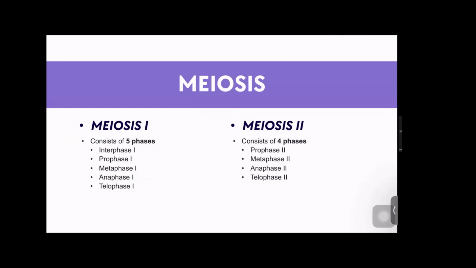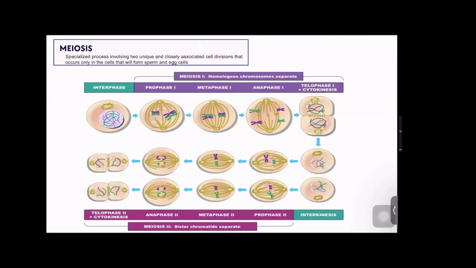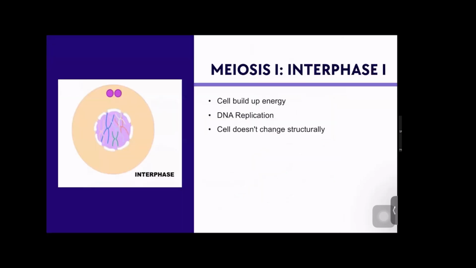During meiosis 1, class, we are going to include your interphase. Okay, so now let's have our meiosis 1, interphase 1. Interphase 1 is the preparatory phase before meiosis 1, where again the cell grows, duplicates its DNA, and prepares for division. It is similar to the interphase in mitosis and consists of three subphases.